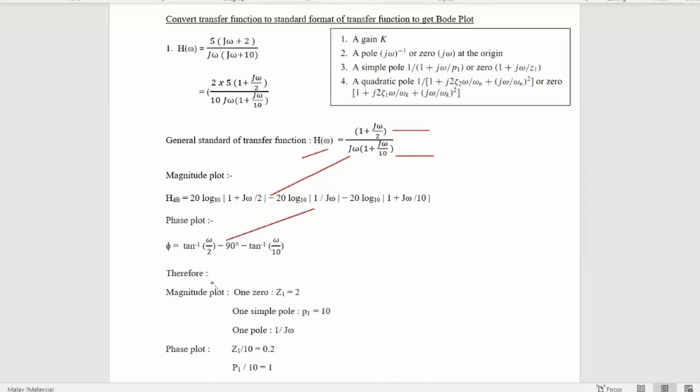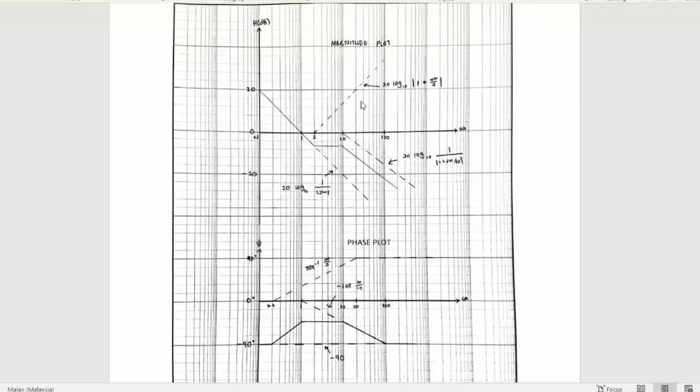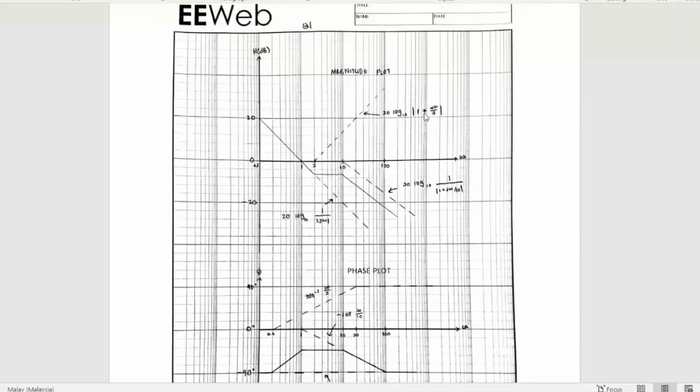Therefore, for the magnitude plot there is 1 zero at z equal to 2, 1 simple pole at p equal to 10, and 1 pole 1 over jω. The z divided by 10 is 0.2, this one, and p divided by 10 is 1, this one. This is how we plot the graph. For the magnitude plot, we will make dotted lines as guide lines before we proceed to draw the line of the Bode plot. So 20 log of 1 plus jω over 2, and this one is 20 log of 1 over 1 plus jω over 10, and lastly 20 log of 1 over jω. This is for decade, okay?